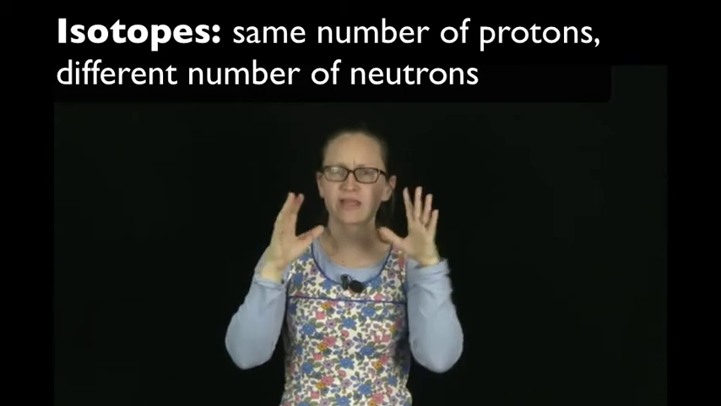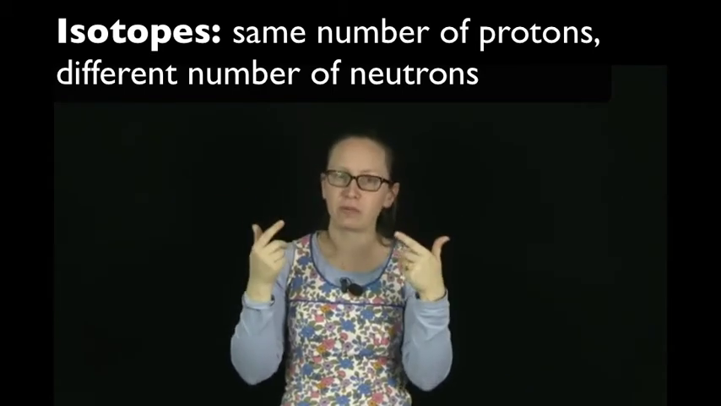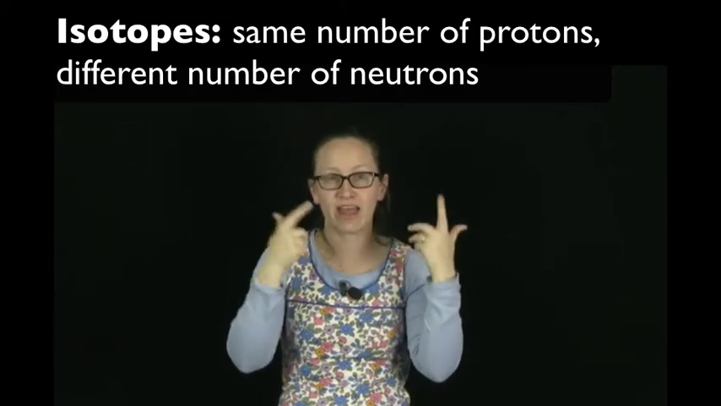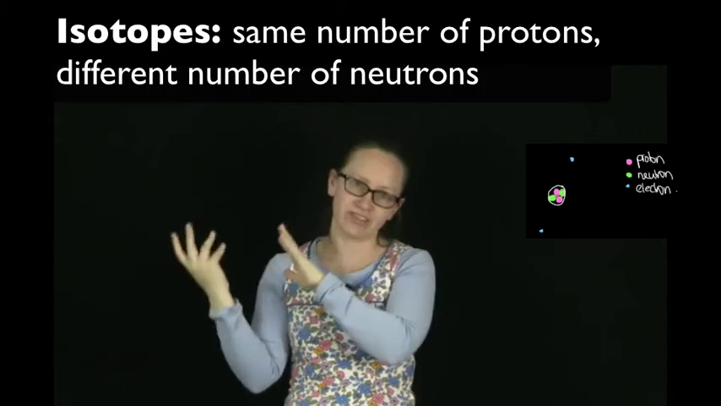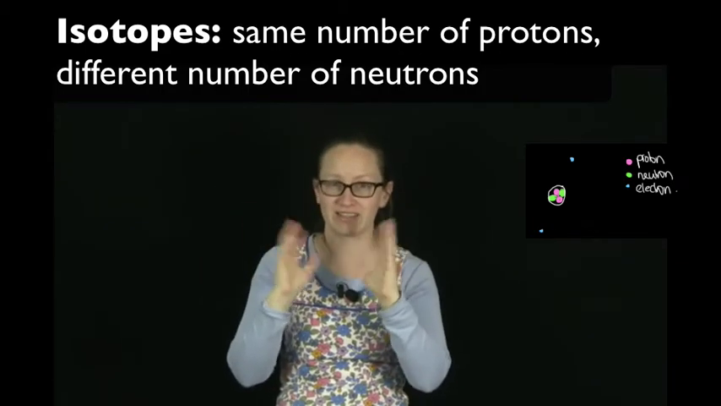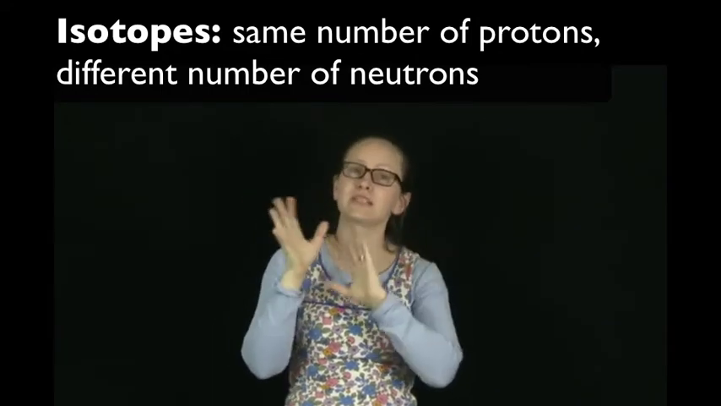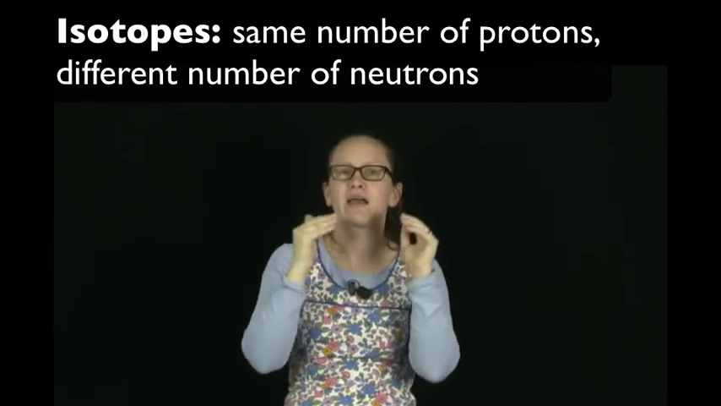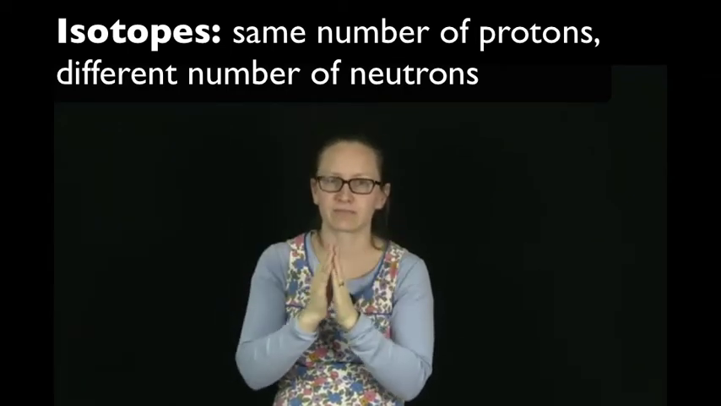Different isotopes have the same number of protons, as the number of protons determines what type of element we have, because the number of protons is equal to the number of electrons, and those electrons are responsible for all the chemistry that takes place. So that's what determines the type of element. But different isotopes of the element have different numbers of neutrons inside the nucleus.